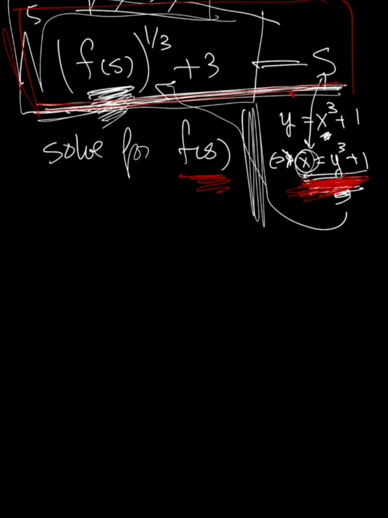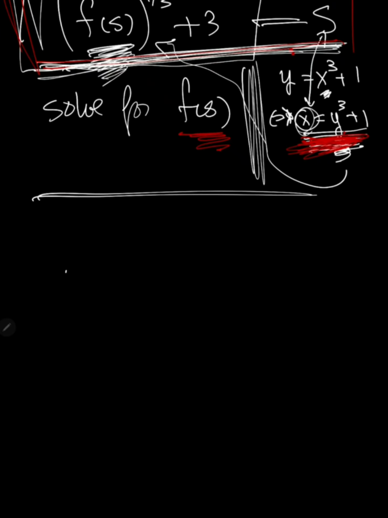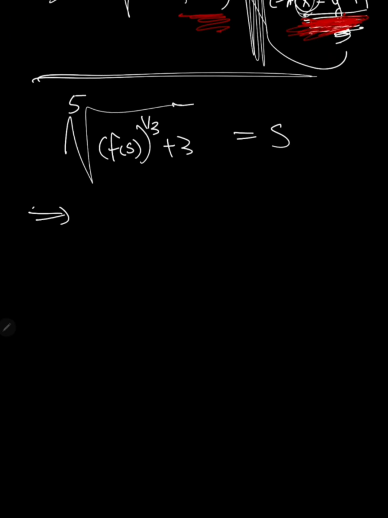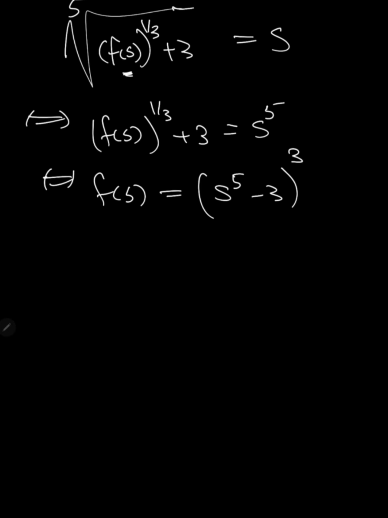And if we have that f of s, then we have our parametrization, because our parametrization, remember, was just a composition. Let me just do it with this made-up example here. Let's say it turned out, after we did our integration, that we ended up with square root 5, f of s to the 1/3, plus 3 is equal to s. Then what we would do is solve for f of s. So I would say f of s to the 1/3 plus 3 is equal to s to the 5, and then f of s is equal to s to the 5 minus 3, to the third power.